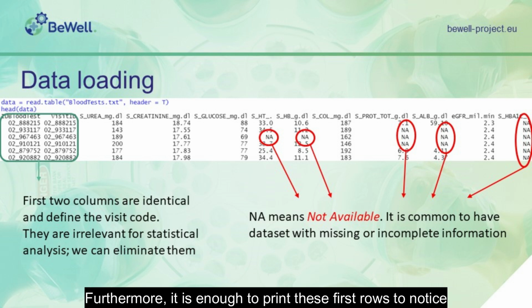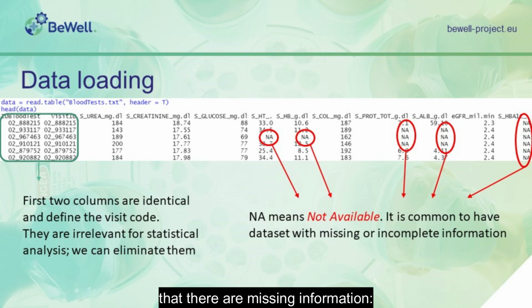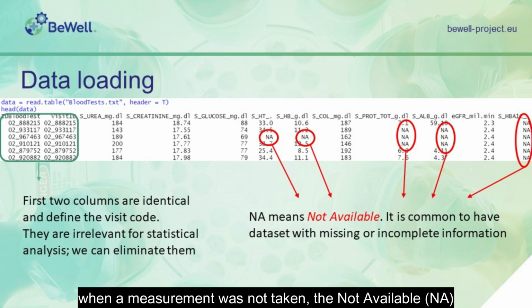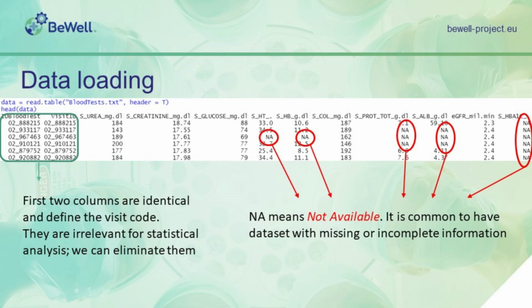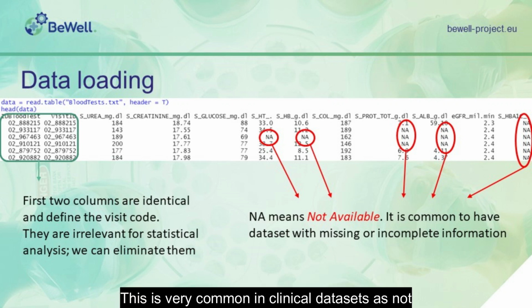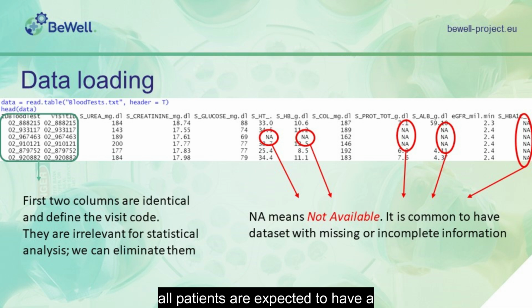Furthermore, it is enough to print these first rows to notice that there is missing information. When a measurement was not taken, the not available, NA, string is reported. This is very common in clinical datasets as not all patients are expected to have a complete analysis of all possible markers.